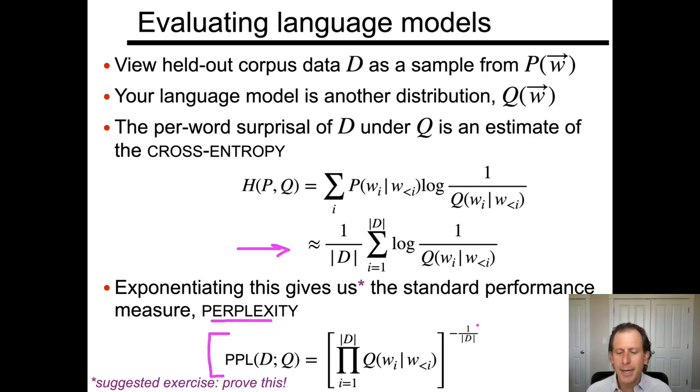is the geometric mean of the inverse probability of the data given your model. And I really strongly suggest that you prove to yourself that if I exponentiate this thing right here, the estimated cross entropy, then I get out the perplexity. It's actually a very simple thing to do, but it's a good thing to do just to confirm your own confidence in your mastery of this work.